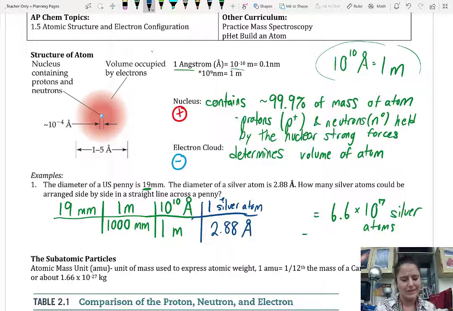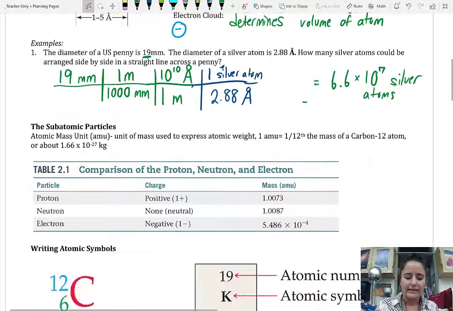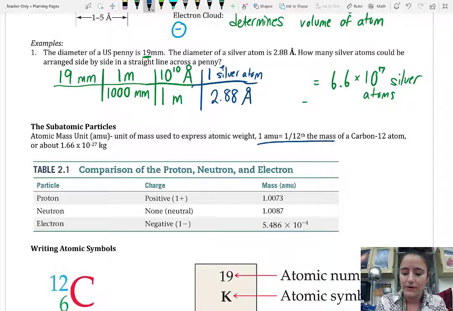Now, let's talk about those subatomic particles. That's the general structure of an atom. Let's zoom in and talk about protons, neutrons, and electrons. When we're talking about these, we'll often use the units AMU, or atomic mass units. How AMU is set is that 1 AMU is 1/12 the mass of a carbon atom, which is about 1.66 times 10 to the negative 27 kilograms.